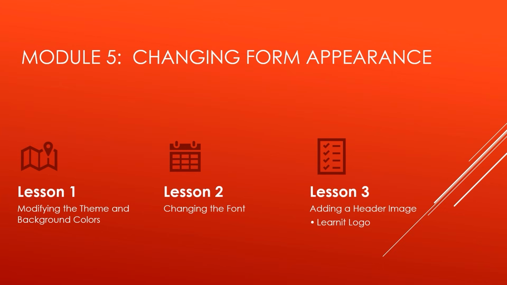In Module 5, we focused on changing form appearance to make it more visually appealing and user-friendly. We started by modifying the theme and background colors and changing the font type. And then we added a header image. We used the Learnit logo. You learned how to undo that. And then we added one of their built-in illustration images. And we saw how when you add an image, it will change the theme and background colors that you selected. So I suggested that you add an image first before doing your theme and background colors.